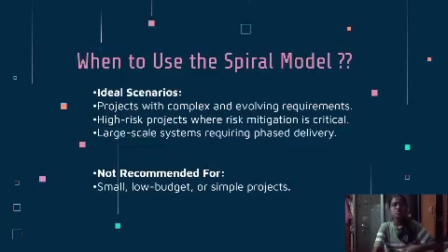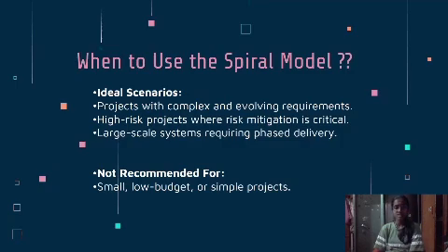When exactly to use the spiral model? The ideal scenarios where you can use the spiral model are projects with complex and evolving requirements. Evolving as in a project that has more and more changes in the long run. So in the long run, maybe you will be adding 10 or 15 more functionalities, and the complexity of the project will be more. Hence, in that project, you can be using the spiral model.